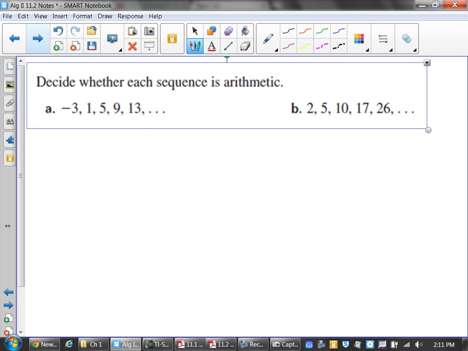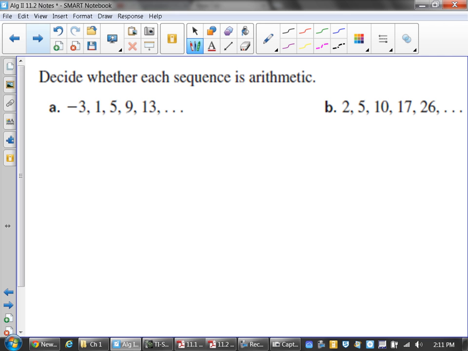So take a look at this. If I'm looking at these 2 sequences, don't even bother writing them down. If I have -3, 1, 5, 9, and 13, is that arithmetic? Yes. Okay, it's going up by how much each time? 4. Remember, this common difference can either be going up or down, as long as it's constant, the same value every time. In this case, it's changing by +4. So I would say yes, this is an arithmetic sequence.